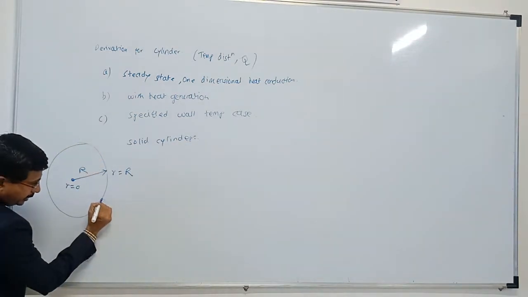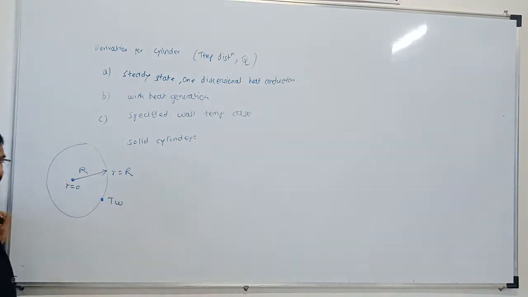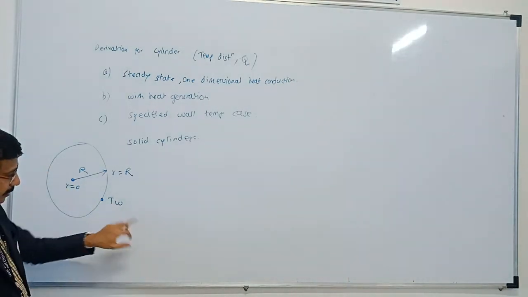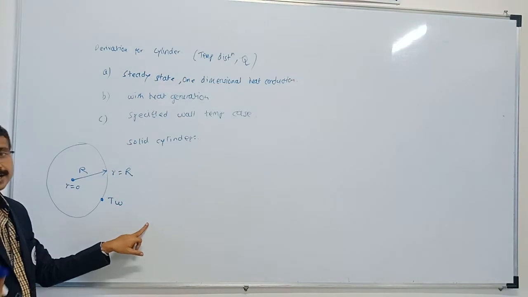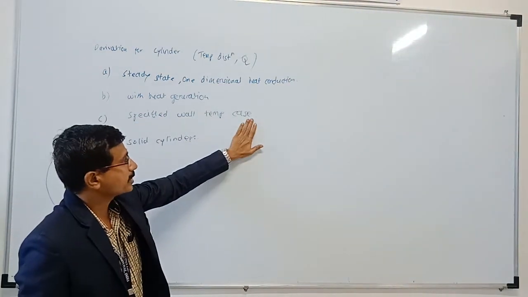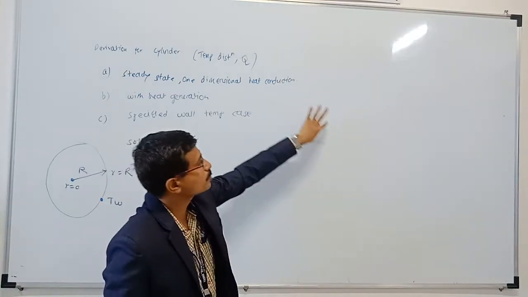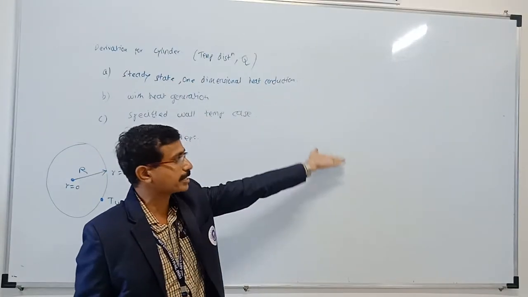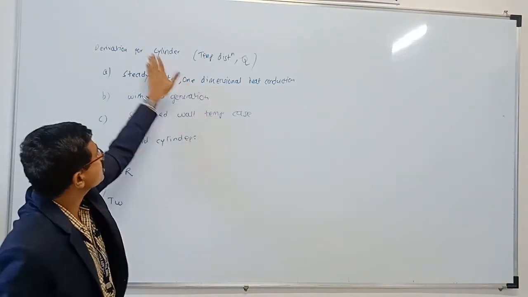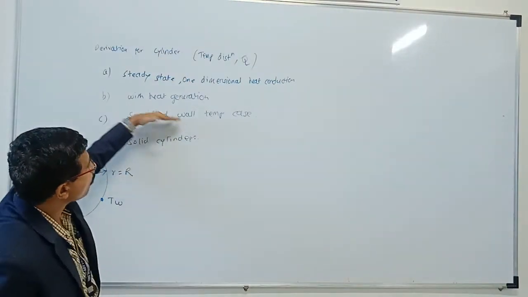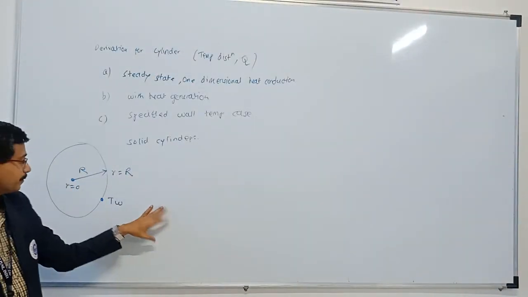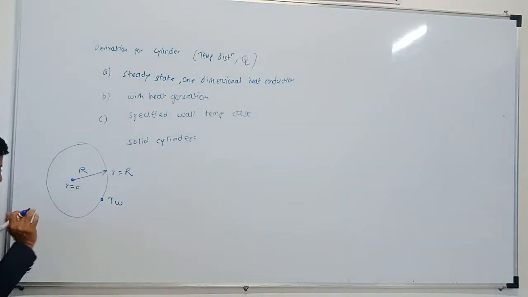Now let us say this wall temperature is Tw. Only this boundary condition is given. It is not exposed to any surrounding fluid. That is not given here. So only the specified wall temperature case, it is not mentioned it is exposed to surrounding fluid. That will be your second derivation. In the case of cylinder, we are saying only first derivation. In that only wall temperature is mentioned. Okay. So this is the case only.